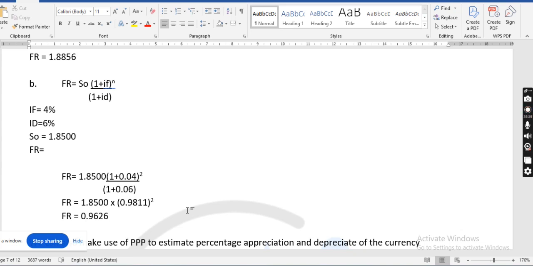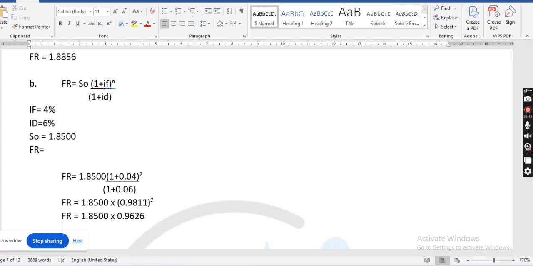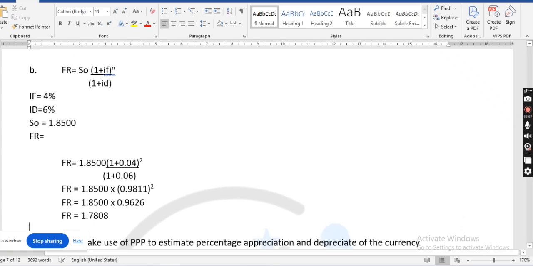Yes, now I'll put it here. So if you multiply everything together, you get... So that's not the final answer. 0.9811 raised to power 2. So when you multiply 1.8500 times this, what do you have? 1.7808, right?